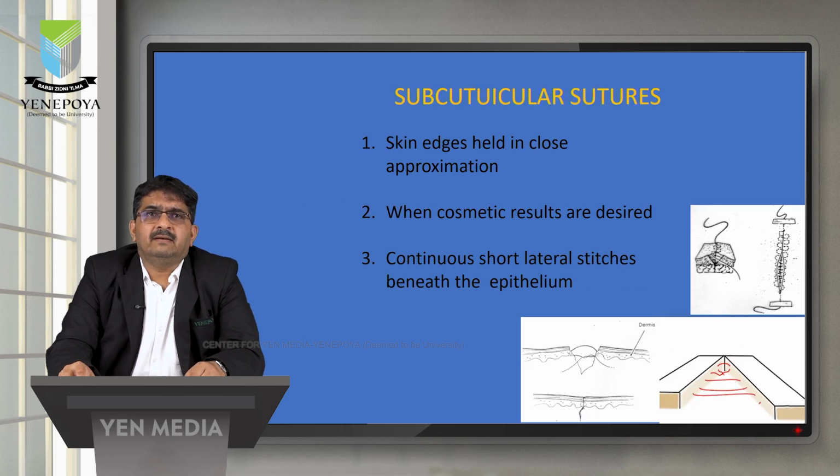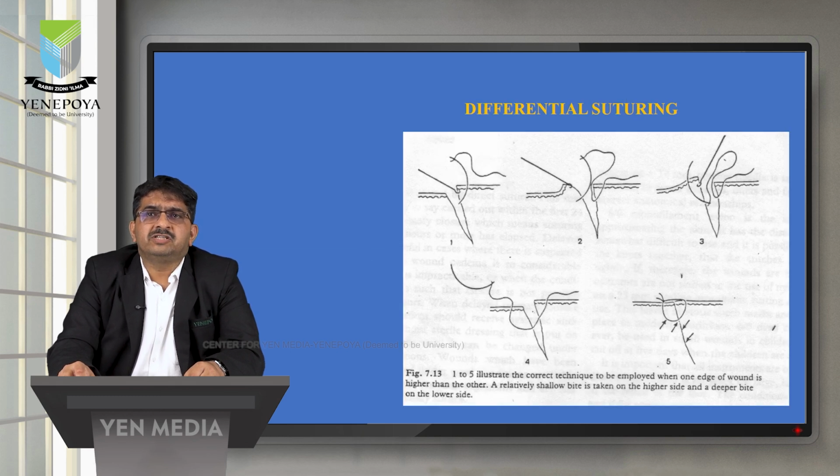Subcuticular sutures are held in close approximation just below the skin surface. We use these suture materials when a very desirable cosmetic result is required. Continuous short lateral stitches beneath the epithelium can be used in conjunction with subcuticular sutures when we think of a possibility of a hematoma or inflammatory edema. Differential suturing is used when there is an uneven surface of the wound.